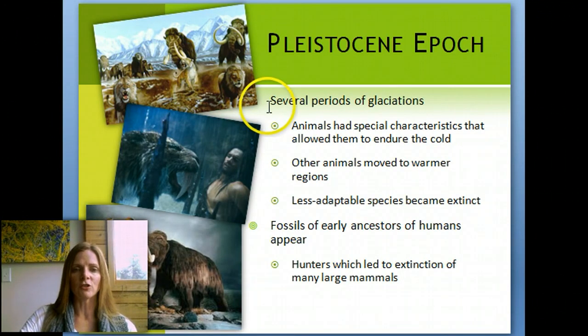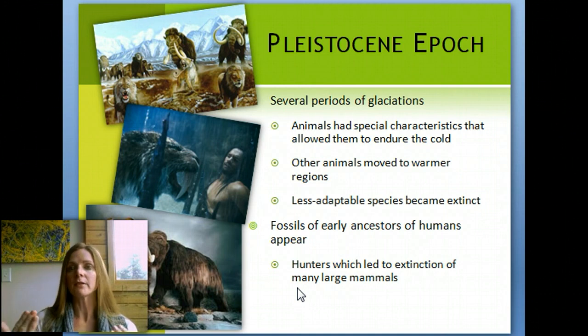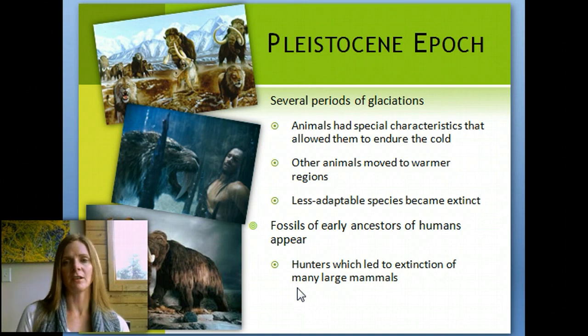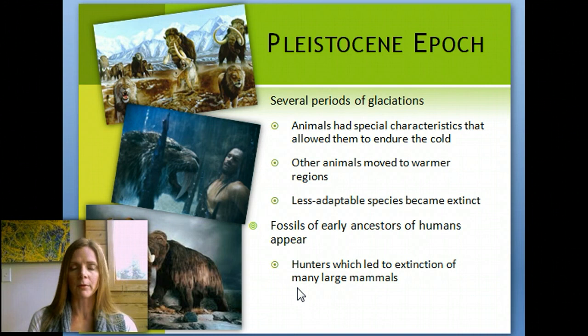Several periods of glaciations. Animals had special characteristics that allowed them to endure the cold. Lots of thick fur. Other animals moved to warmer regions. Less adaptable species became extinct. Fossils of early ancestors of humans appeared, hunters, which led to extinction of many large mammals. So, we as humans existed, and we would hunt some of these animals and they would become extinct because of that. But they were hunted to eat, okay?